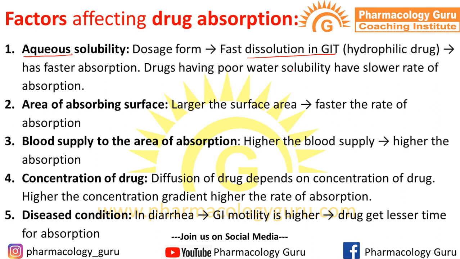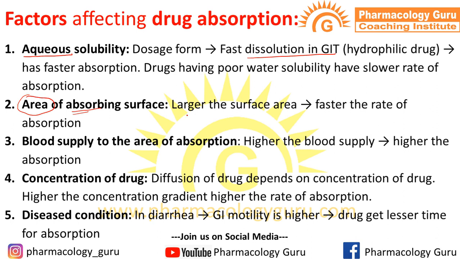If the tablet is converted into solution form inside the gastric medium, in the stomach or in the intestine, only then will it get absorbed. Those drugs which dissolve fast get fast absorption. So this is the first factor, aqueous solubility of the dosage form. The factor number 2 is the area of absorbing surface. Area of absorption, it's simple, right?